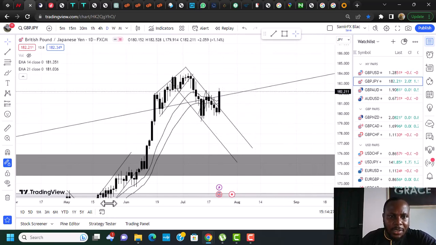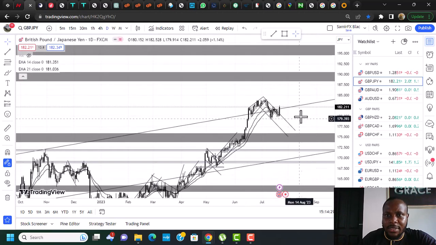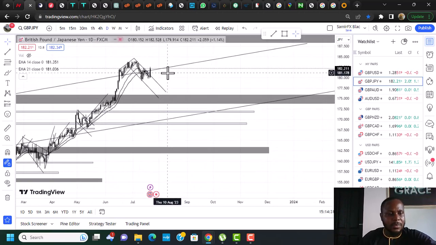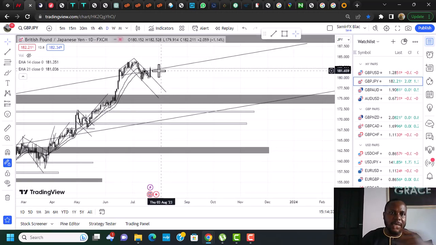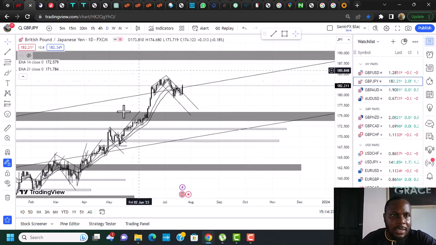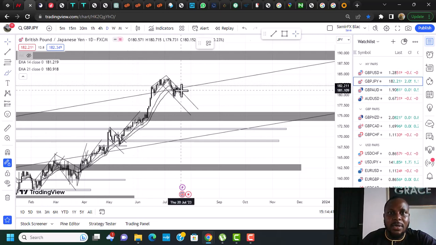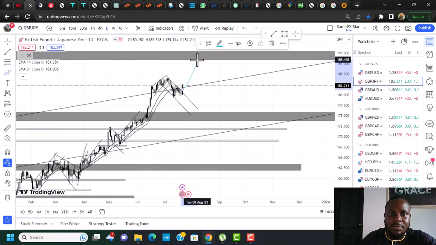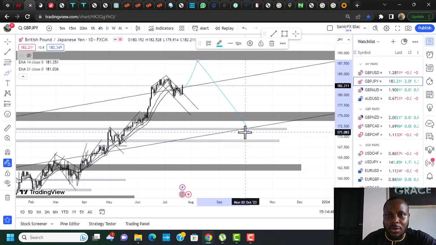But looking at the way the market has behaved around this position, I'm thinking that this pair, GBP JPY, might want to move to this point before dropping down to this place, and then we can look for buy opportunities from this point.